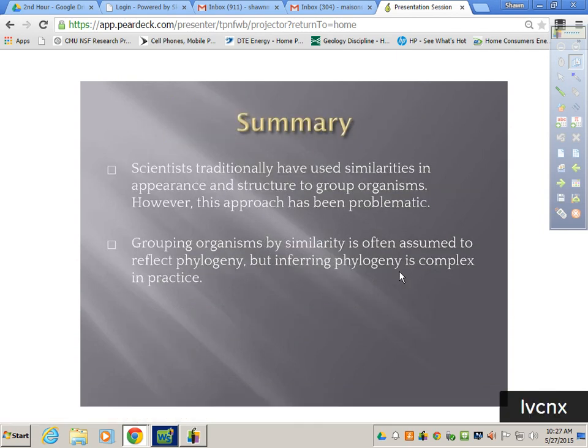Quick summary, I'll let you guys work on that big review. Scientists traditionally have used similarities in appearance and structure to group organisms. However, this approach has been problematic. Grouping organisms by similarity is often assumed to reflect phylogeny, but inferring that phylogeny is complex in practice. It's not always that easy. You can make mistakes when doing inferences.